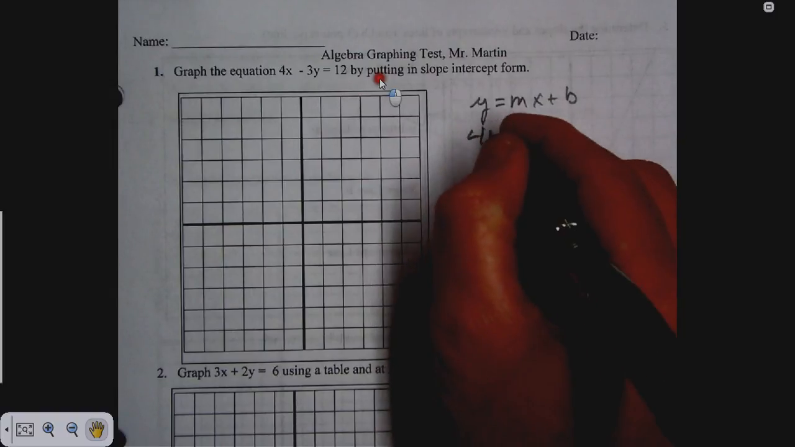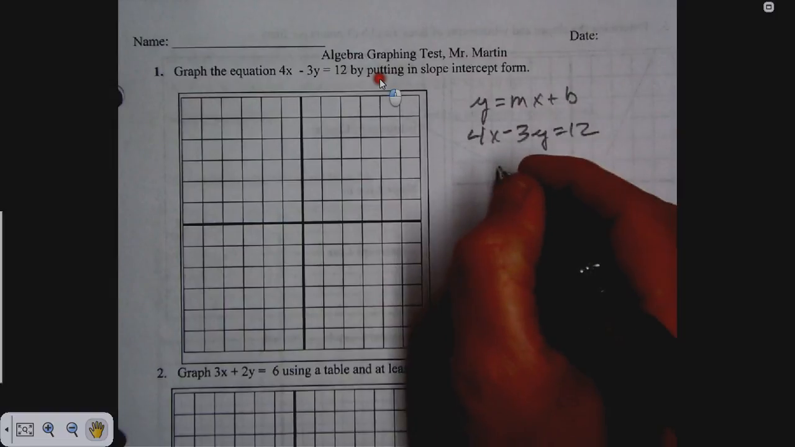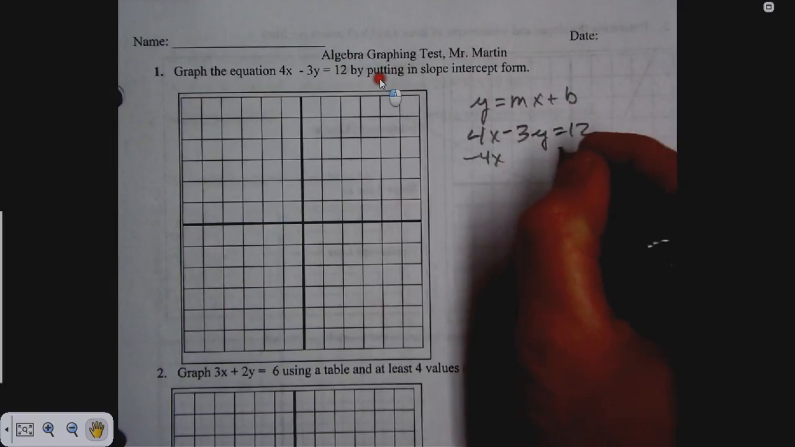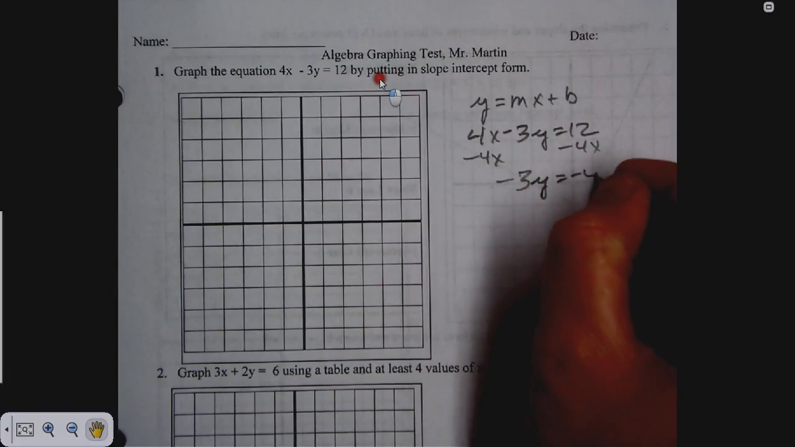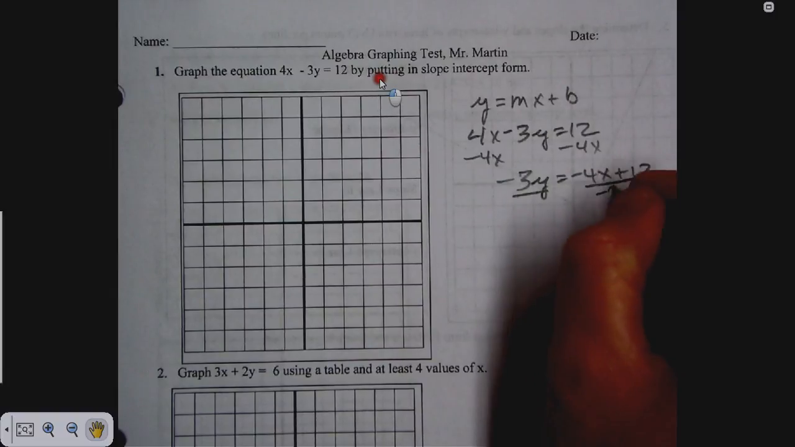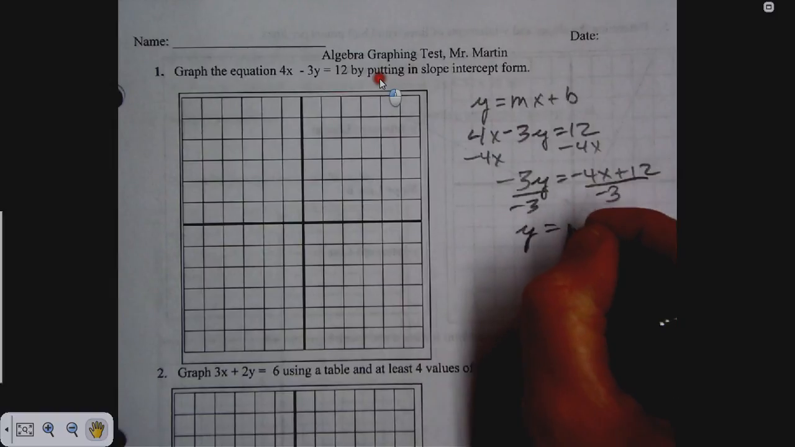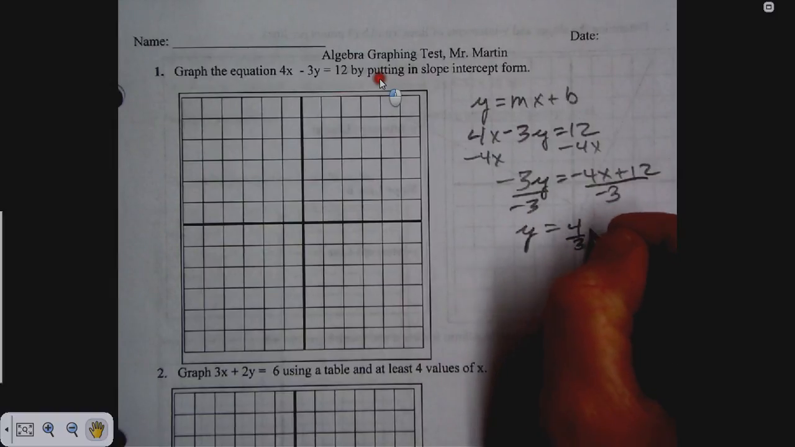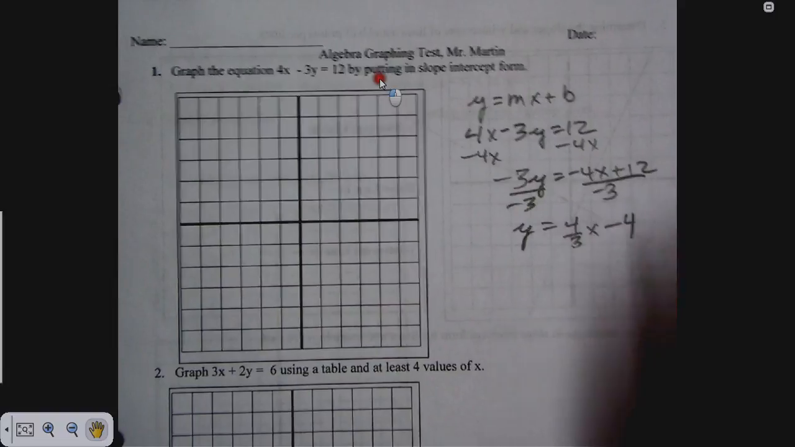So it's 4x minus 3y equals 12. I'm going to subtract 4x from both sides. I get negative 3y equals negative 4x plus 12. I'm going to divide both sides by negative 3. And I get y equals 4/3 x. It's negative 4 over negative 3, that's positive 4/3 x. 12 over negative 3 is minus 4.